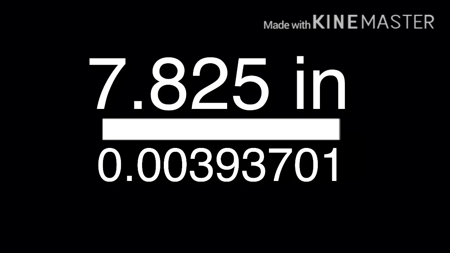So all we have to do is take 7.825 inches and divide that by 0.00393701, and that will give us 2000.25 pixels. Now, this number looks pretty impressive, right? It looks like it's almost impossible that we could ever reach that. I mean, it's literally twice 1080p, which is the standard for most things, right? Wrong. 4K is 4 times 1080p.